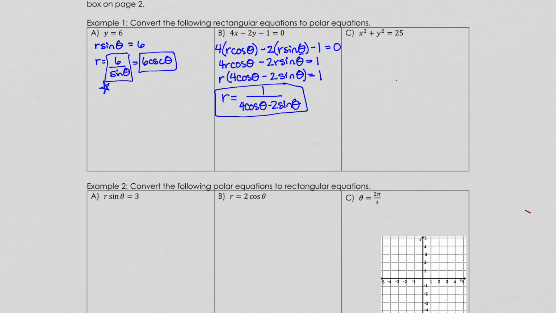All right, now this last one, it is the equation of a circle. So we are going to convert it. And we can do this a couple of ways. Yes, we can substitute in r cosine theta for x and r sine theta for y. But we also know an equation that is x squared plus y squared equals r squared. Okay? Well, I have x squared plus y squared, so that means 25 is r squared. If I have r squared equals 25, and I square root both sides, I get plus or minus 5.